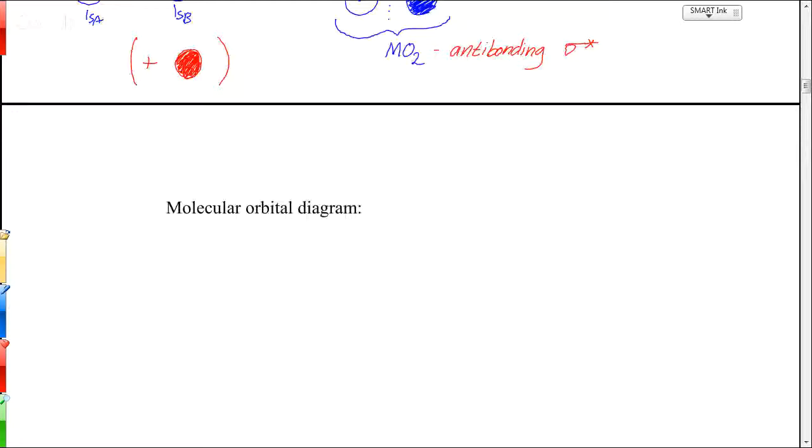From those things, then, we construct what we call a molecular orbital diagram, which is a way of showing how these atomic orbitals mix to make bonding and antibonding orbitals that we can then fill with electrons. So first we start with an energy axis. There's our energy axis, low energy to high energy.